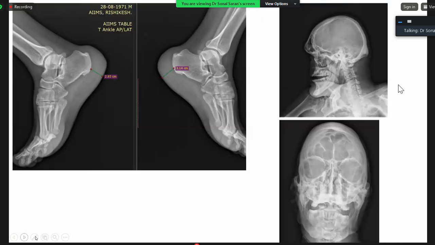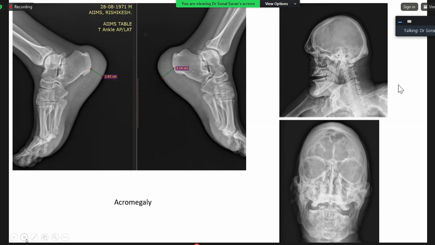And these are other radiographs of the same patient where we can see plantar soft tissue is thickened. There is over pneumatization of the sinuses, and frontal bossing is there, prognathism is there. So this is a case of acromegaly.